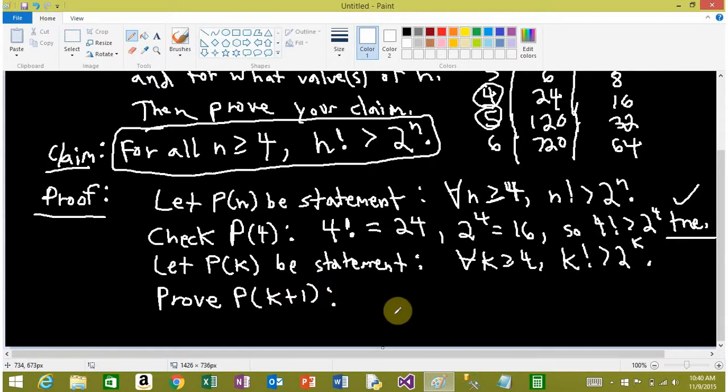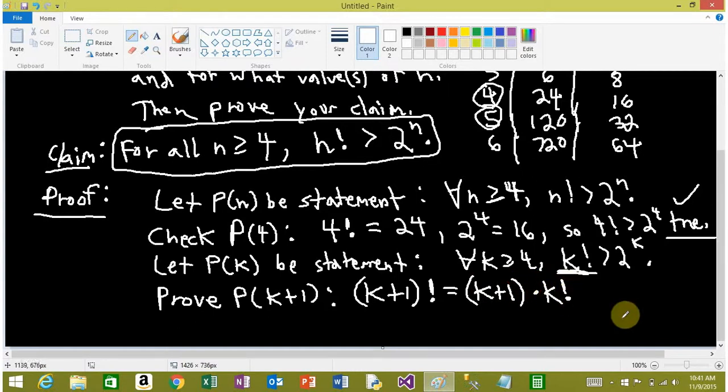Okay, so let's see here. To do P of k plus 1, we're going to have to start on the left side here, and we're going to replace k with k plus 1 factorial. And then we know that k plus 1 factorial is equal to k plus 1 times k factorial, right? You would agree?